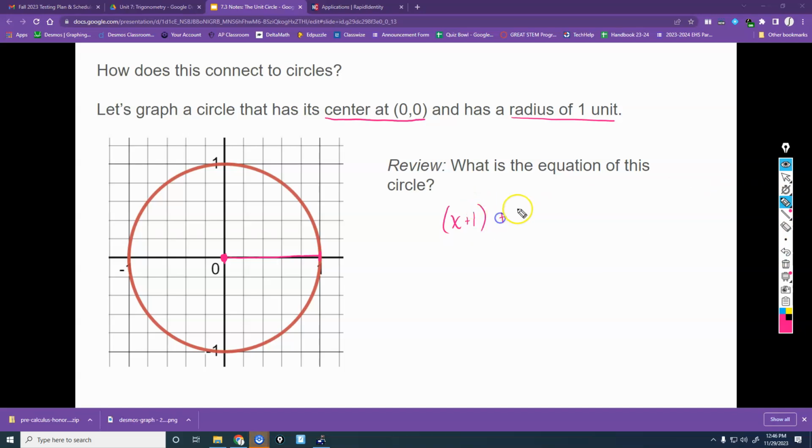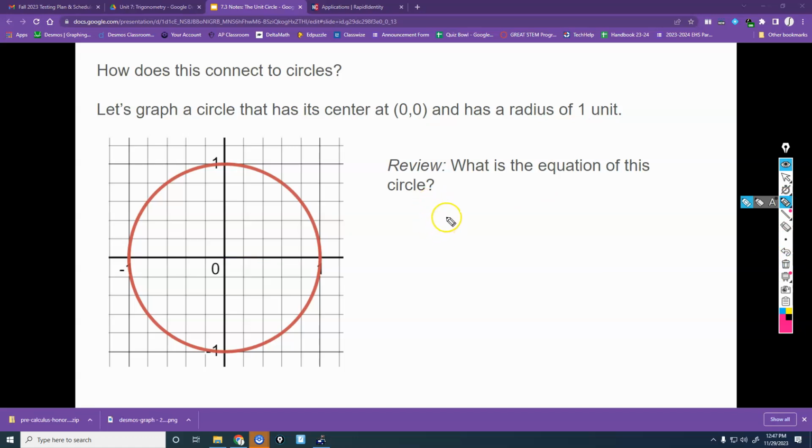Because if I had that right there, and there's some squares right there, that would have a center at -1, 1. So these numbers right here were like your center points. Anybody else want to try?